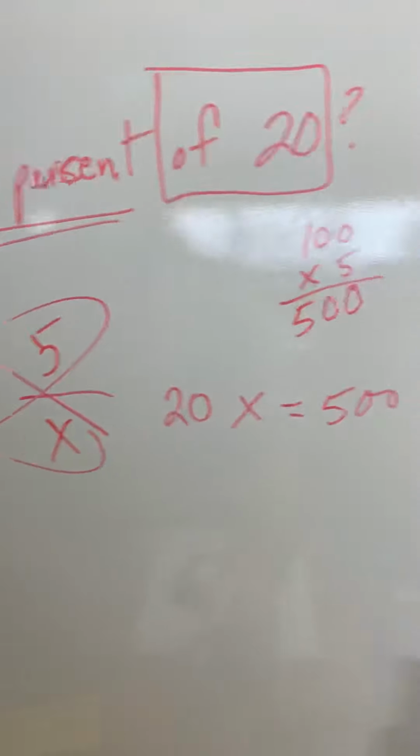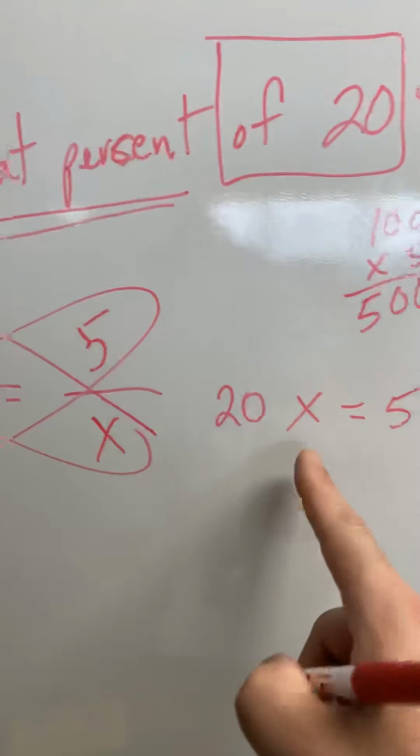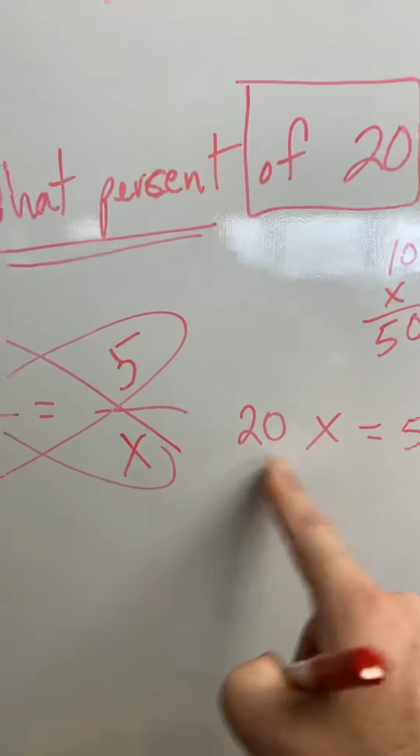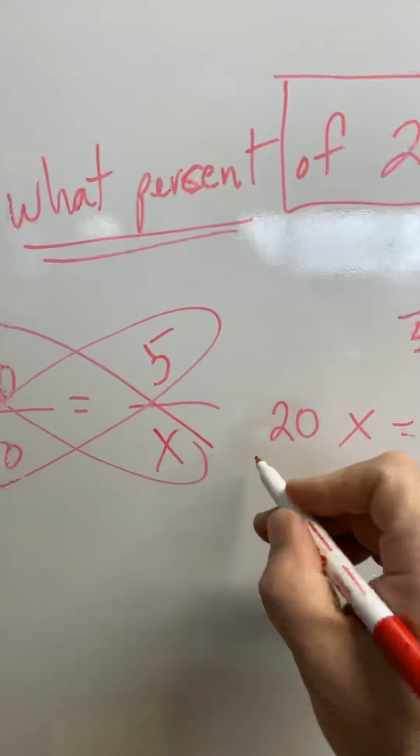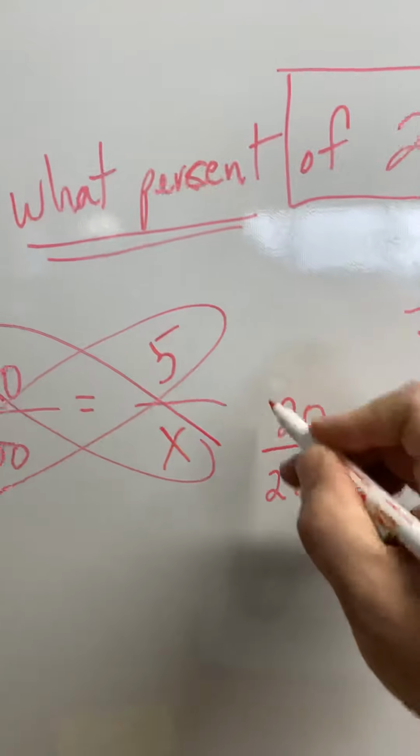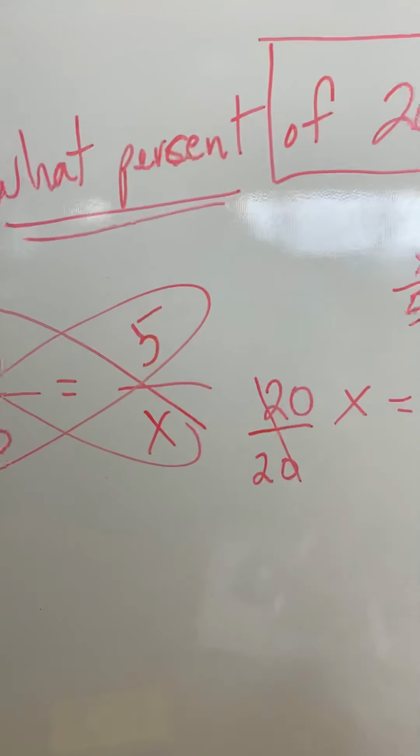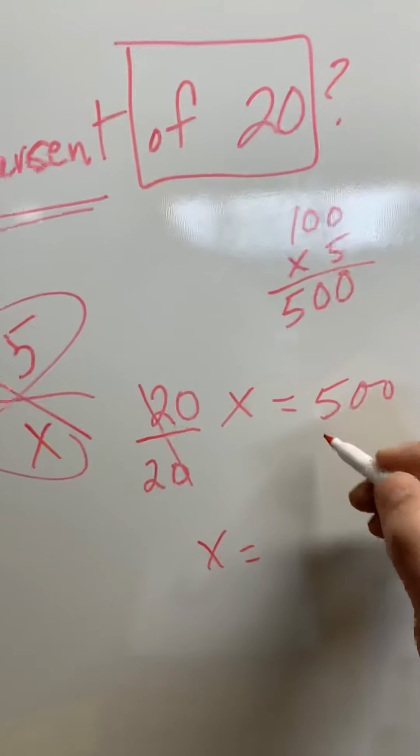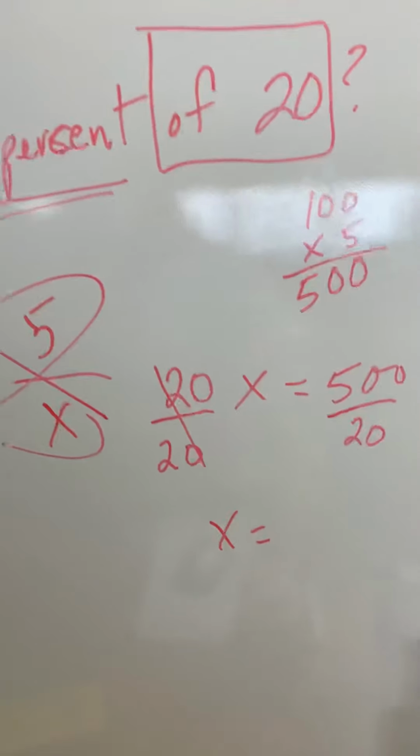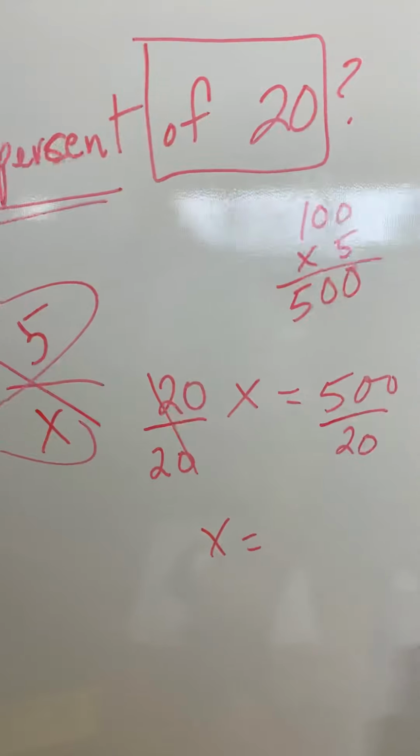Now you've taken care of your cross multiplication. Next, you want to go ahead and get the variable by itself. When they're side by side, it means multiply. So we want to do the opposite, which is division, and we're going to divide by 20. That gets our variable by itself. If you do it to one side, you have to do it to the other. So now 20 gets divided into 500.